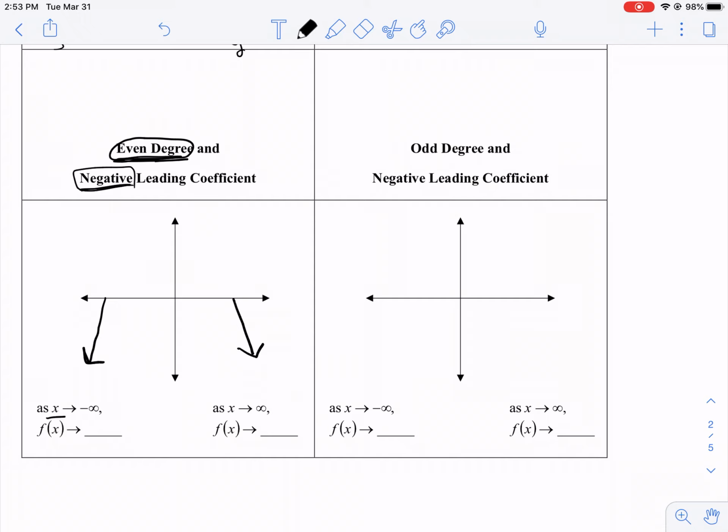So this notation says as x approaches negative infinity, so as you're looking toward the left of the graph, my f of x, my y, is also going to approach negative infinity. As x approaches positive infinity, which means as you're looking toward the right, what's going to happen to the y value? Well, it's going to go to negative infinity as well. So when you have an even degree, the tails match. They either both go up or they both go down, depending on whether you have a positive or negative.